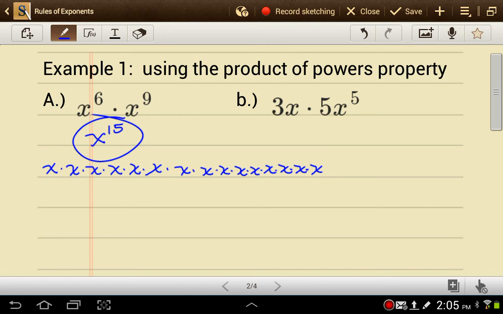Okay? For example B, when I have numbers in front, I have 3x times 5x to the 5th power. I'm going to just multiply the 3 times the 5. 3 times the 5 is 15. The x's, now remember, x by itself stands for x to the 1st power. So I'm just going to add that. 1 plus 5 is 6, so I'm going to get 15x to the 6th power. Again, I could write that out, but I'm not going to this time. But that's what your answer would be, 15x to the 6th power. Okay? I'm going to move on to the next slide.